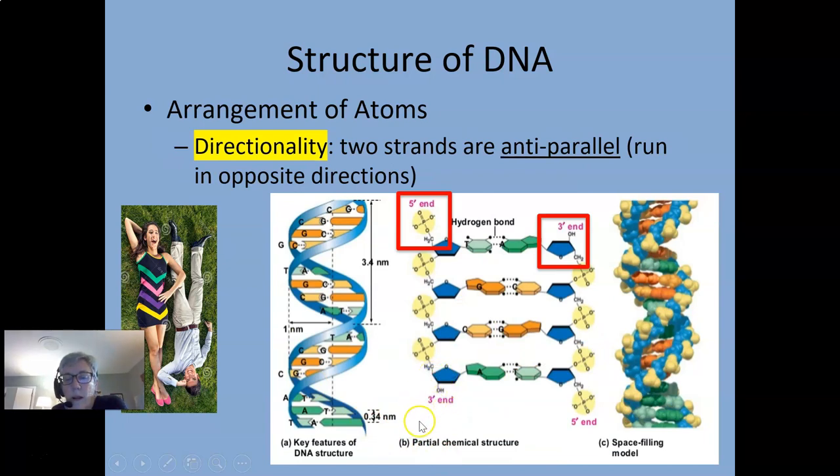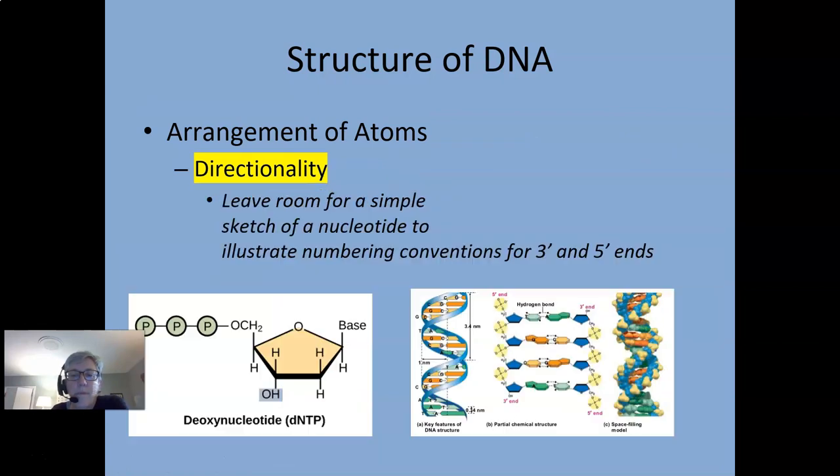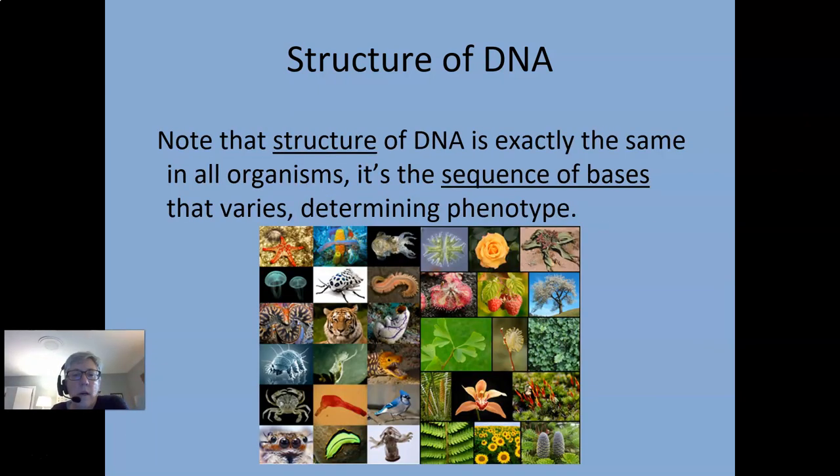You would add another base here to the 3' end, or you could add another base here to this 3' end. Again, when we start talking about replication and how the strands become elongated, we'll talk about that again. All right, this is super important: the structure of DNA is the same in every single thing, and it's the sequence of bases that varies.